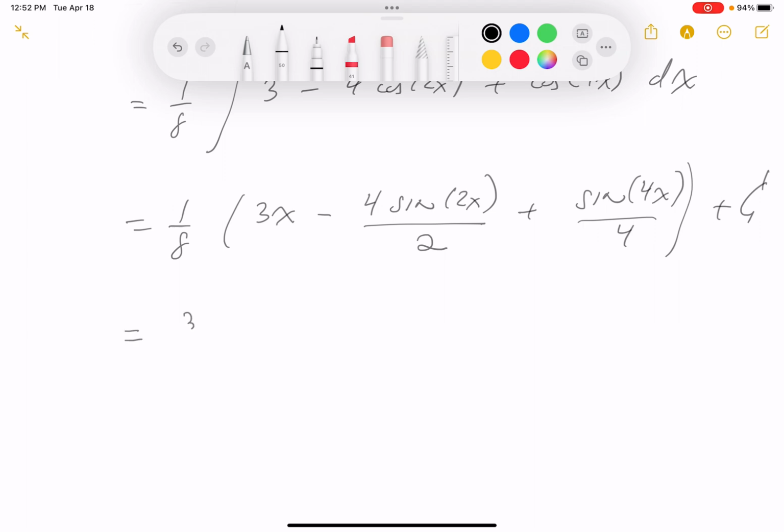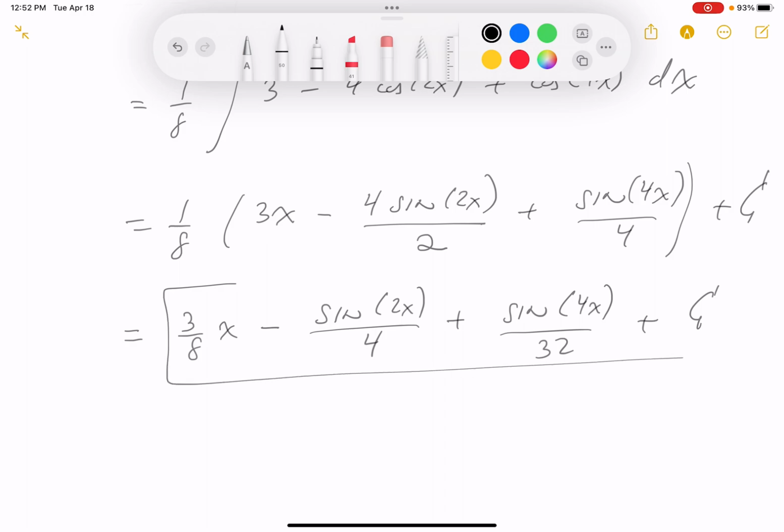What do you get? You get 3 over 8 x minus, let's see, 2 goes into 4 twice, and 2 goes into 4 twice. So I get sine 2x over 4. Let me just check that. Yeah, that's good. And then plus sine of 4x over 32 plus C. Put a little box on this.